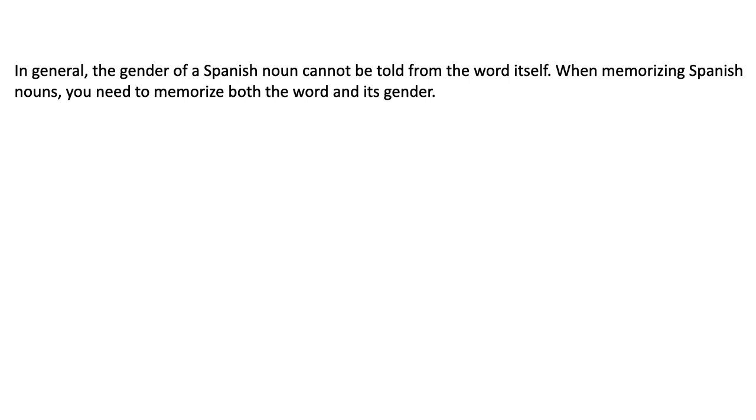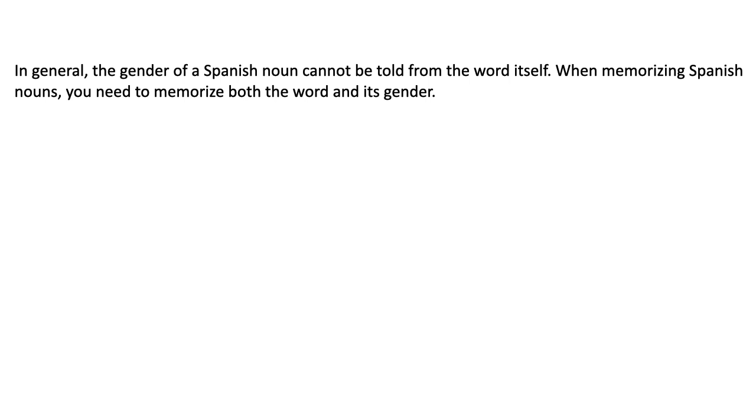When you learn that libro means book, you also need to learn that that is a masculine word. Okay? It's very, very important that you do this. Whenever you learn new words, new nouns, learn the gender as well. Okay?